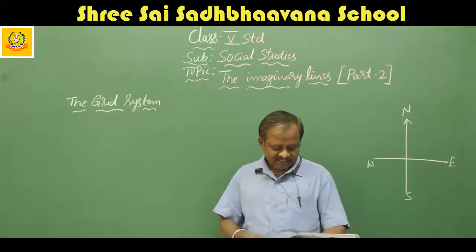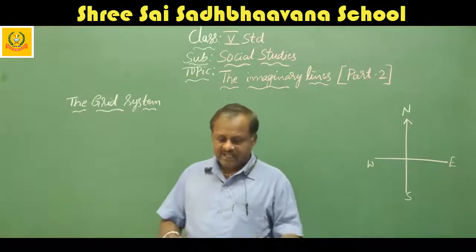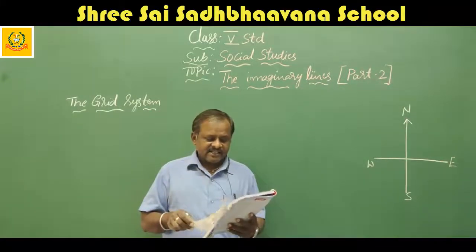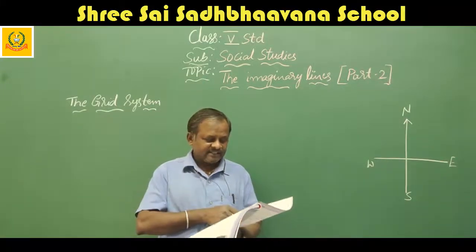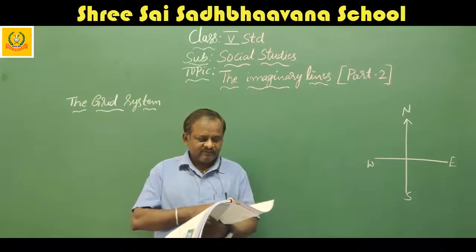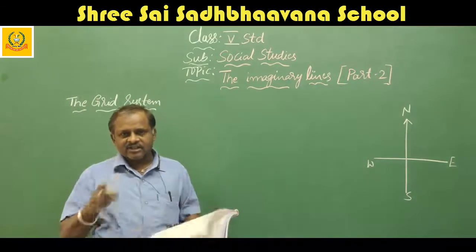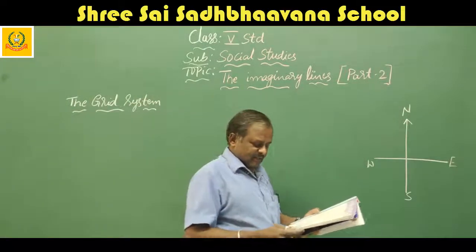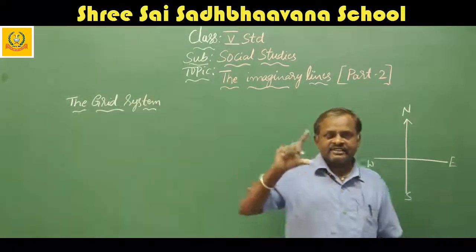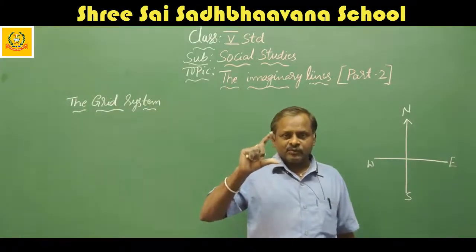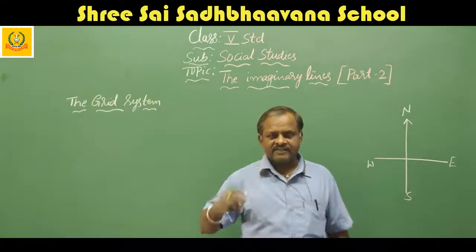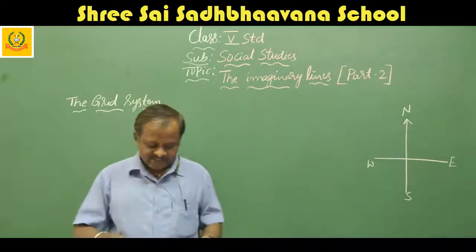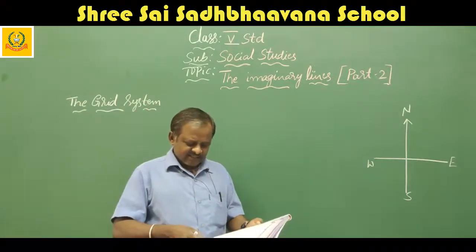Okay, the horizontal lines are called latitudes and the vertical lines are called longitudes. And the latitude called the equator divides the earth into two parts, northern hemisphere as well as southern hemisphere.